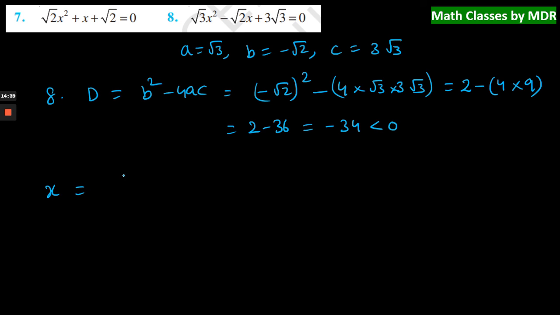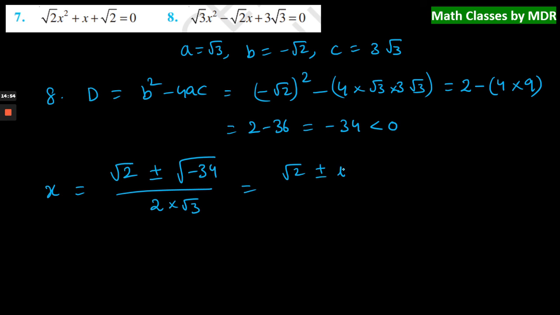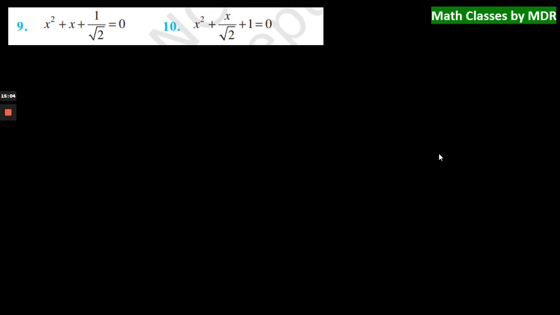Therefore, our x is minus b. What is minus b? Minus of minus root 2, that is root 2, plus or minus root of b squared minus 4ac, which is minus 34, by 2 into root 3. Therefore, root 2 plus or minus i root 34 by 2 root 3 is the required answer. Got it? Yes. Now let's see the ninth one.